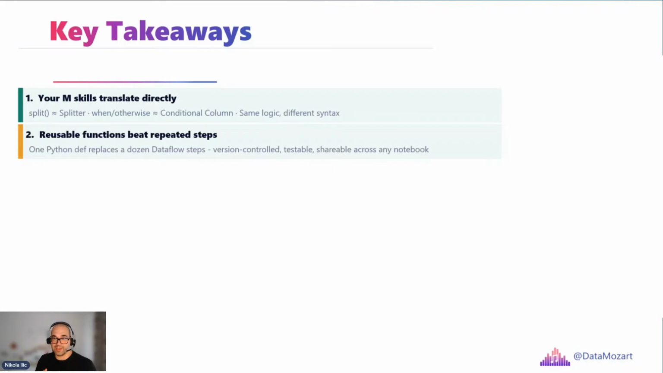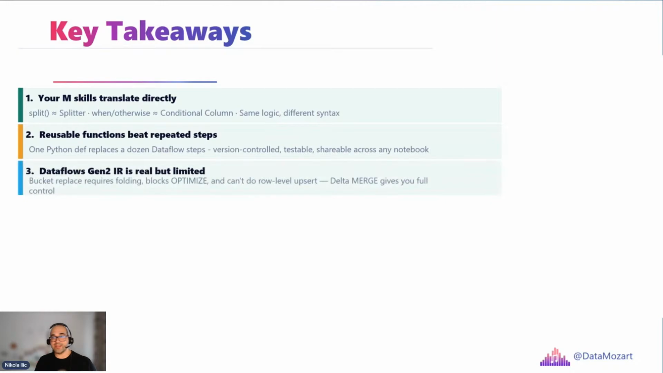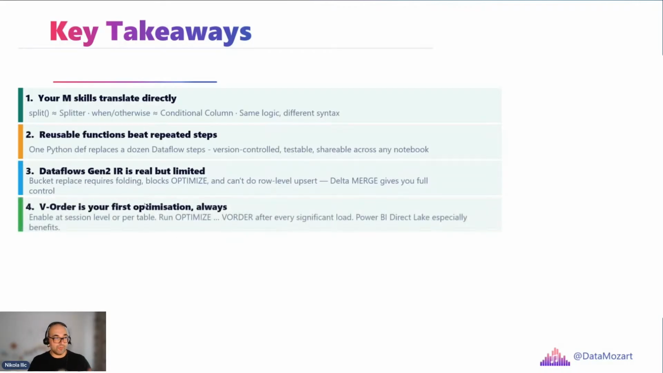Number 3: Dataflow Gen2 incremental refresh is a real thing, but it's very limited. Bucket replace requires query folding, blocks Optimize, and can't do row-level upserts. Delta merge gives you full control on top of this. Number 4: V-order is your first optimization always, especially when you need to use this data for fast read operations like Power BI Direct Lake.